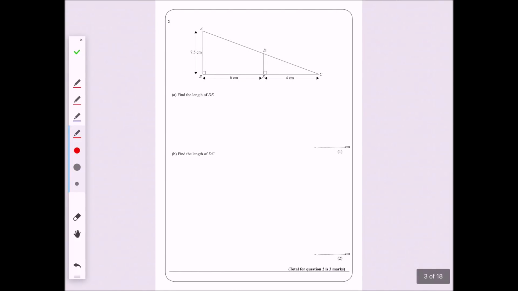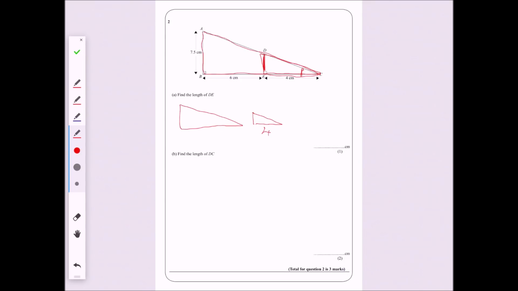Question 2. We've got a triangle here which is split into two triangles. We've got a large triangle which is here, and we've got a smaller triangle here. It says find the length of DE, so we're after this length here. Okay, so I'm going to start off by splitting up my triangles just so I can see them. If they're overlaid like that and we've got the same angle here, then we know that these are going to be similar triangles, so we can look for a scale factor.